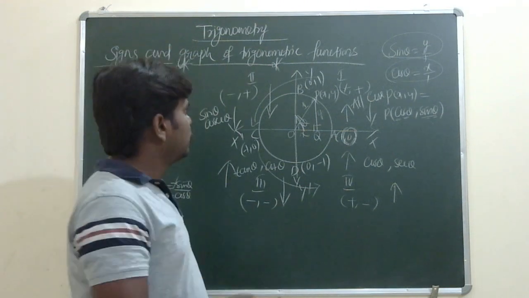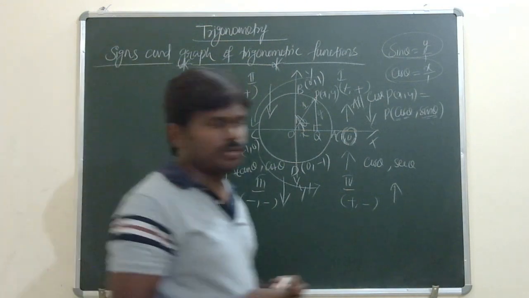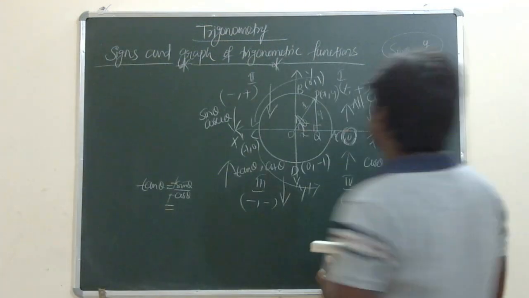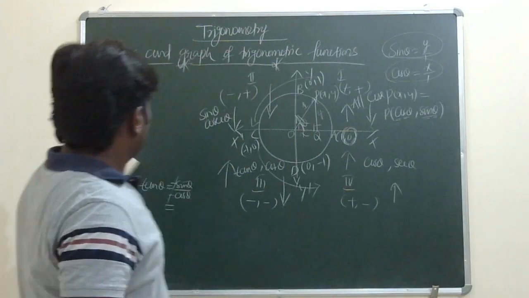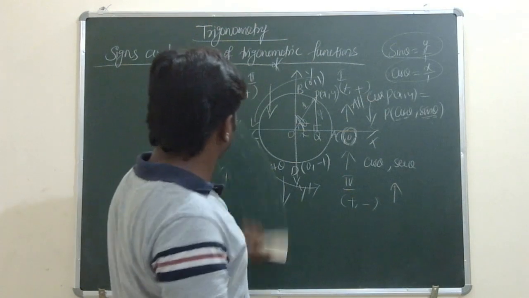So that's all about the signs of the trigonometric ratios and about sin theta and cos theta. Now we will see the graph of all these trigonometric ratios.